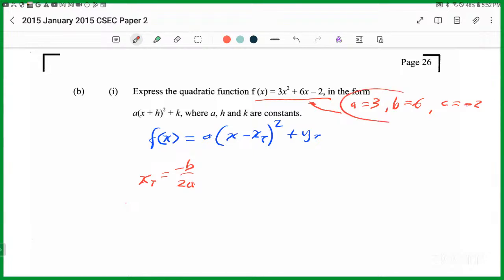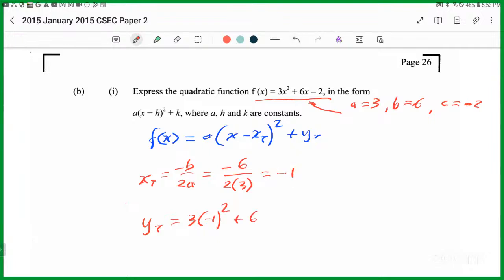So using this a and this b down here, this becomes equal to minus the b, which is 6, over 2 times a, which is 3. It becomes negative 6 over 6, which is negative 1. Because my xt is a whole number, I'm going to find yt by substituting it back into the function. So you can do it without using the formula method. So the yt is going to become 3 times minus 1 squared. So now put it here first.